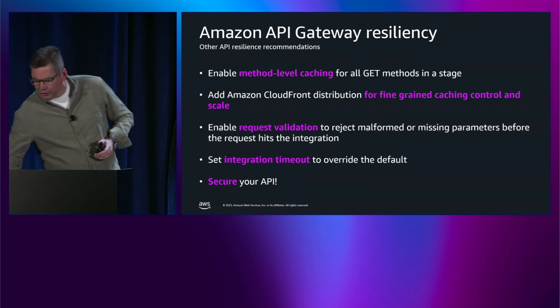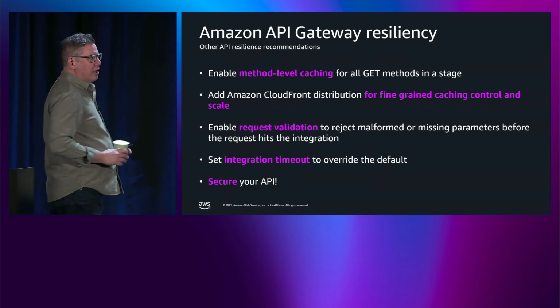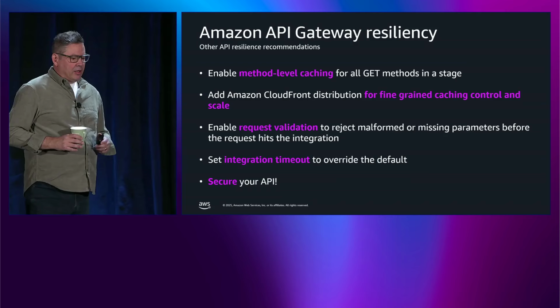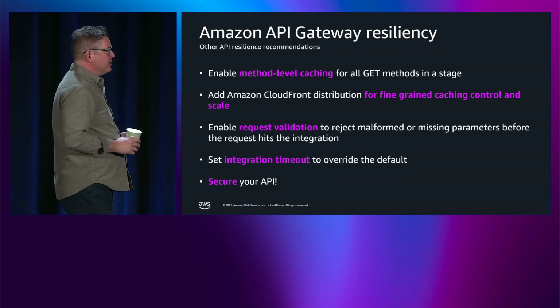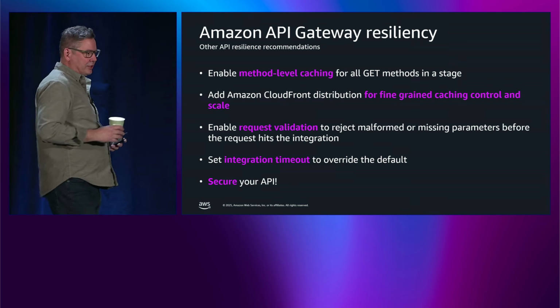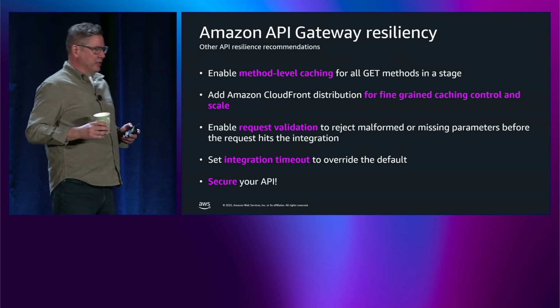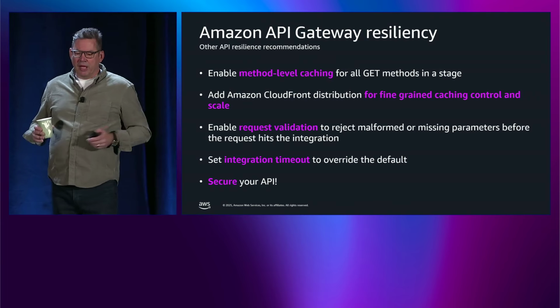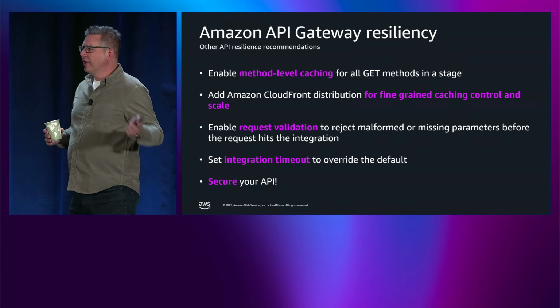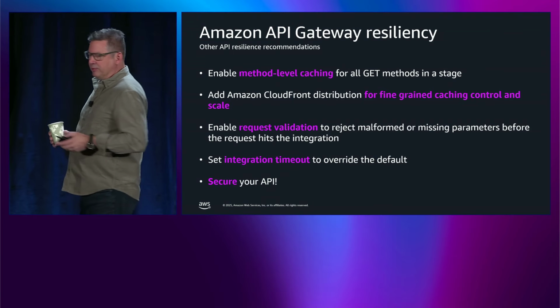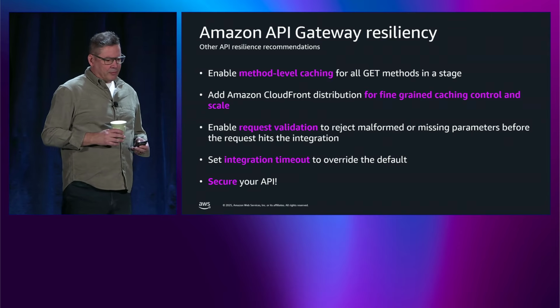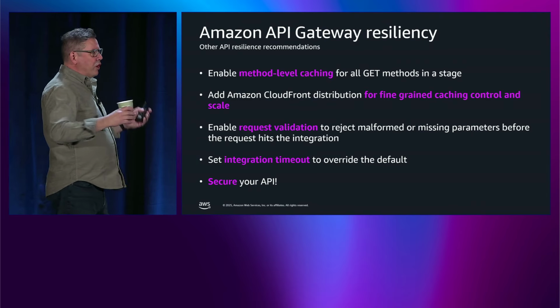Now, of course, throttling is not the only thing that helps you build resilient architectures. One of the probably lesser known features of API Gateway is the ability to have method level caching for your GET requests. And this is really simply taking off back pressure, so you don't have to make unnecessary calls to your backend for frequent requests for the same information.